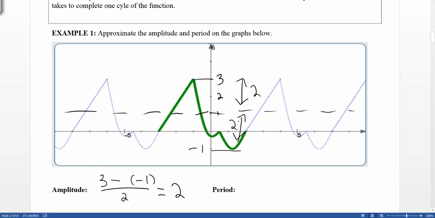My period is how long it takes for my function to repeat. So what I need to do is find a starting point for my function and then figure out where it starts to repeat. And I can do this at any point on my function. So here, if I start here at this first blue dotted line after the green, I can see how long it takes to get to the point where it starts to repeat. So I'm going to go 1, 2, 3, 4, 5 units. So it takes me 5 x units before I start to repeat, so my period is 5.